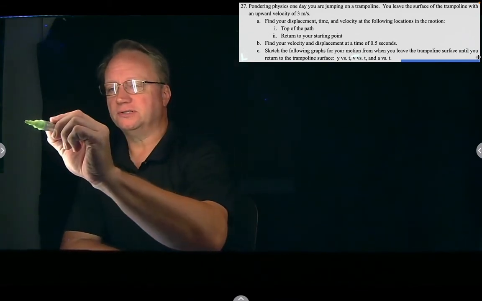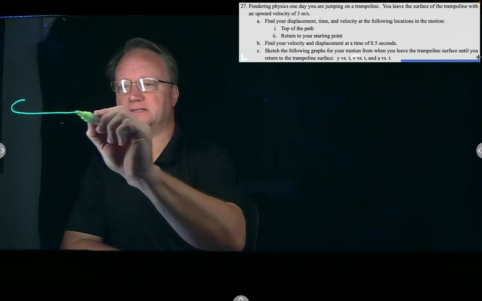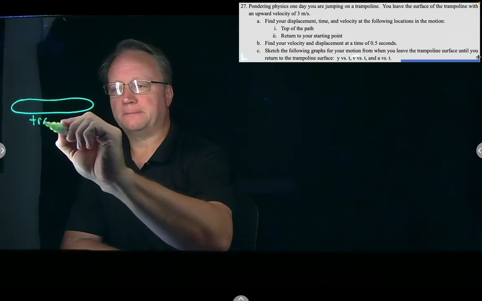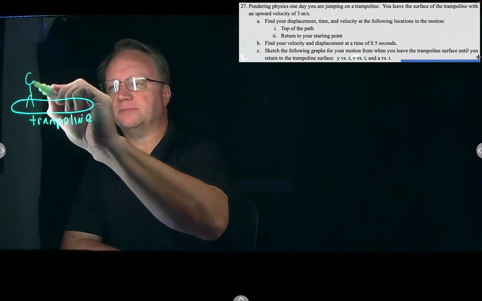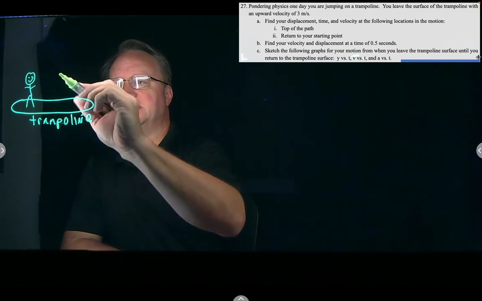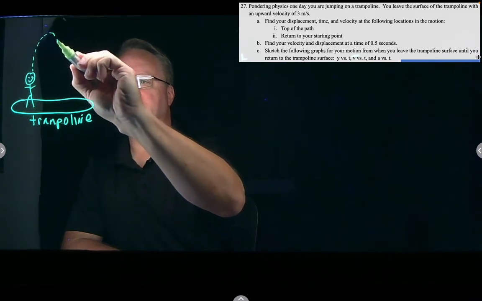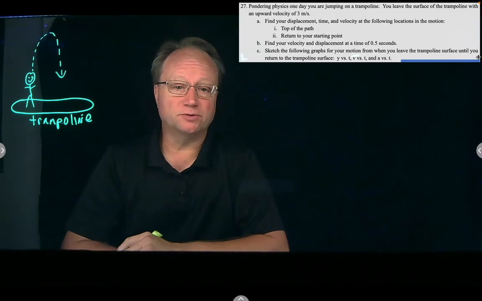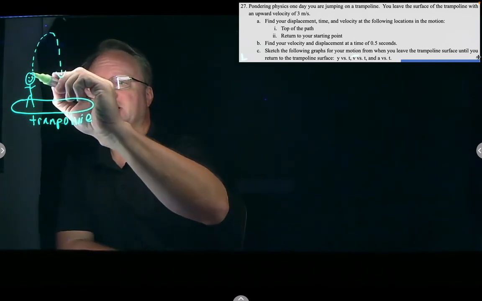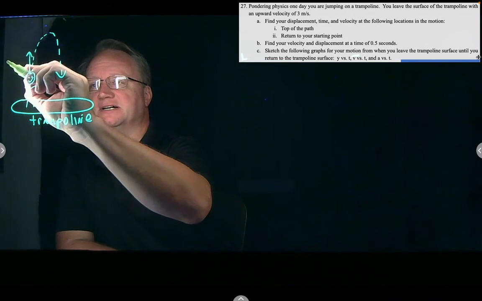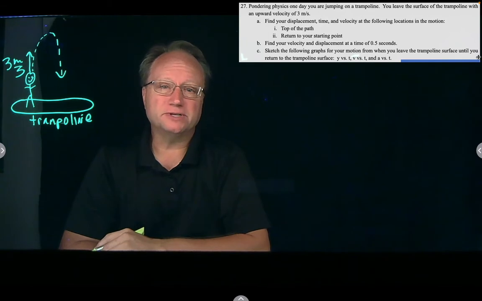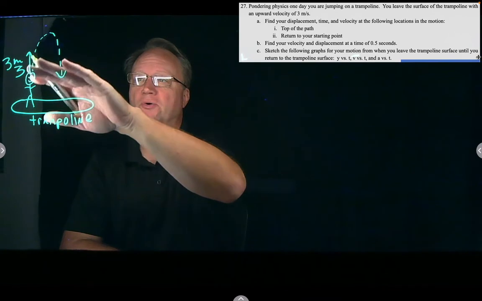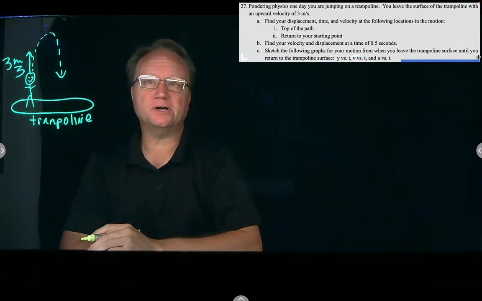So I'm going to draw our trampoline. And then here you are on the trampoline, and you're going to jump. So you're going to go through an upward motion and a downward motion. We know that you leave with an upward velocity of 3 meters per second. Okay, and that's really the only number that we're given about your motion. However, by thinking about the motion as you go up and you go down, we know other numbers.